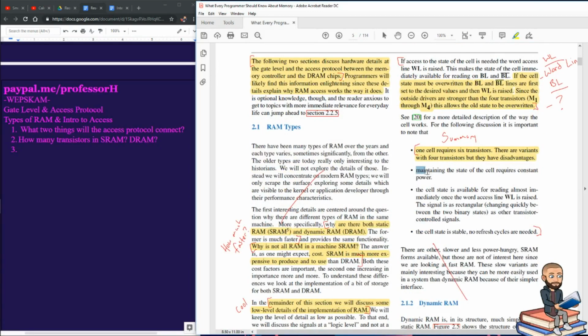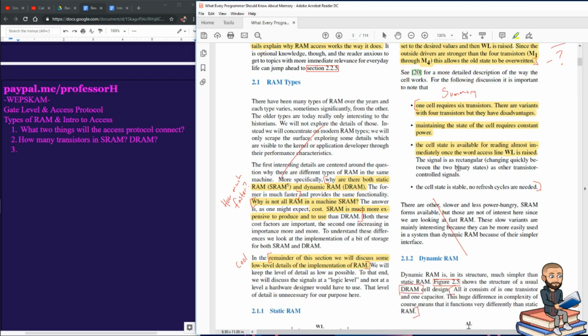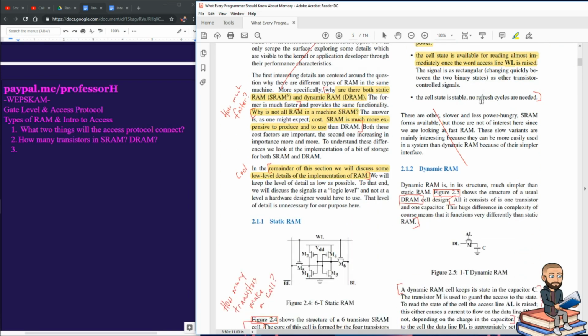The second note here is maintaining the state of the cell requires constant power. The cell state is available for reading almost immediately once the word access line is raised. And then there's some details I'll go into in another video because I have better graphs for us to look at to internalize what they're saying. So we'll finish the SRAM section by saying that the cell state is stable. No refresh cycles are needed.